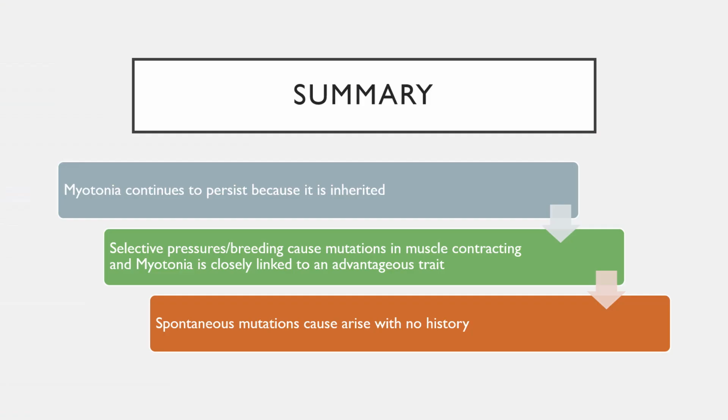In summary, myotonia continues to persist because it is inherited. There are selective pressures and selective breeding that cause these mutations and inheritance in the muscle contracting. And myotonia is closely linked to advantageous traits for humans. And in addition to that, spontaneous mutations cause a rise of this expression with no prior history.